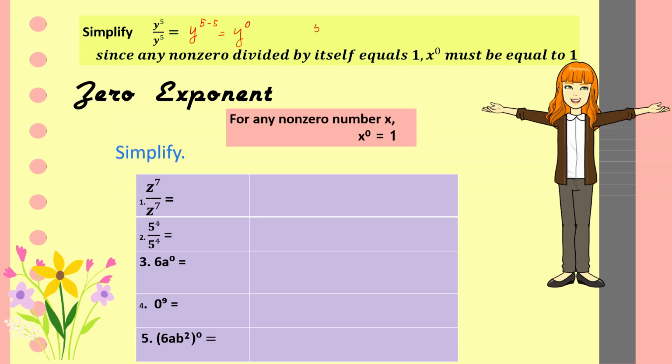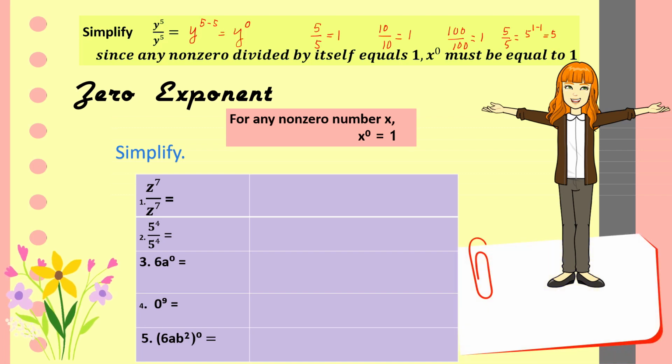Recall that 5 divided by 5 is equal to 1. If we have 10 divided by 10, this is also equivalent to 1. If we will have 100 divided by 100, this is equivalent to 1. So, applying the rule, 5 divided by 5, so you have the same base as 5, then subtract 1 minus 1, it is 5 raised to 0. And 5 raised to 0 or 5 divided by 5 is equivalent to 1. Therefore, y raised to 0 is equivalent to 1.